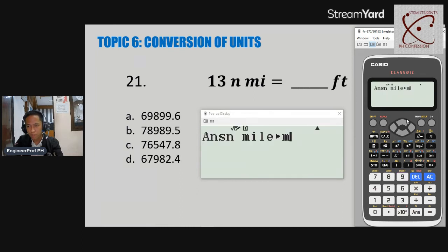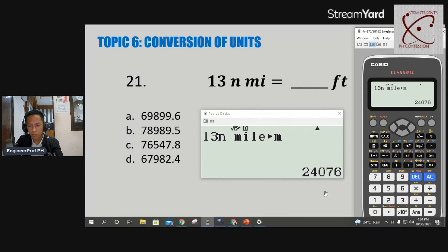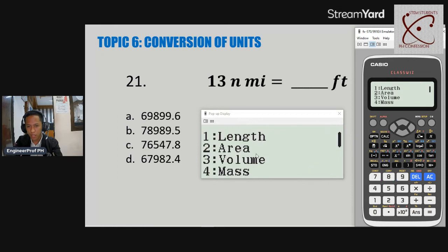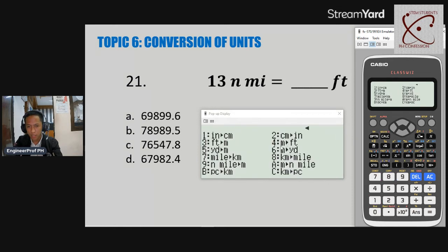So number 9, yan, delete natin yan. So nautical mile 13. Then this is the value in terms of meters. So 24,076 meters. Then balik tayo sa shift, convert, then length, then meter to feet na.